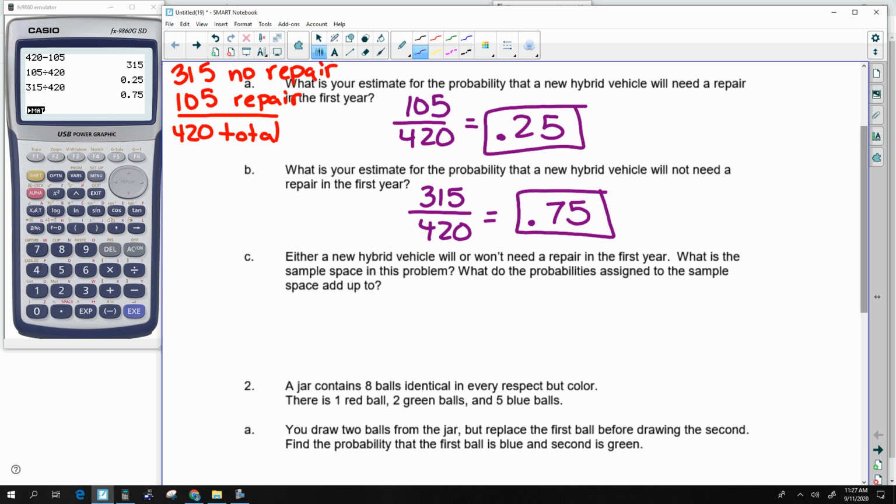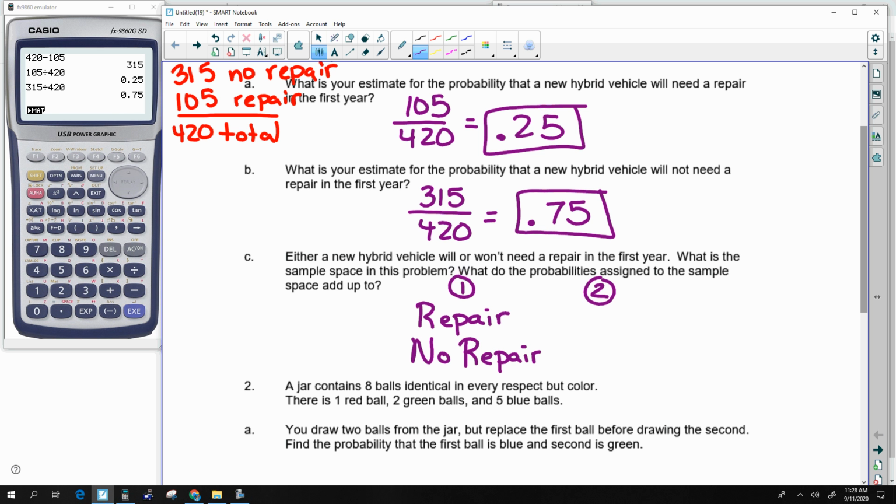And then in part C, a new hybrid vehicle will or won't need a repair in the first year. What is the sample space of the problem? And what do the probabilities assigned to the sample space add up to? Okay, two questions. One, what is the sample space? The sample space is everything that could potentially be chosen from. And so that is vehicles that need repairs and vehicles that need no repair. That is the sample space.